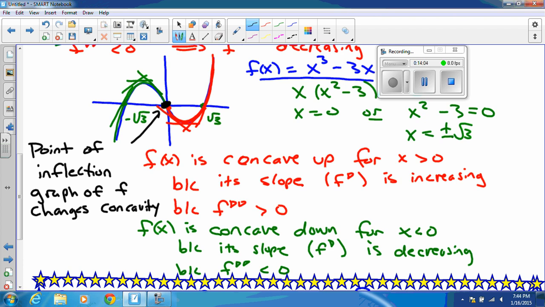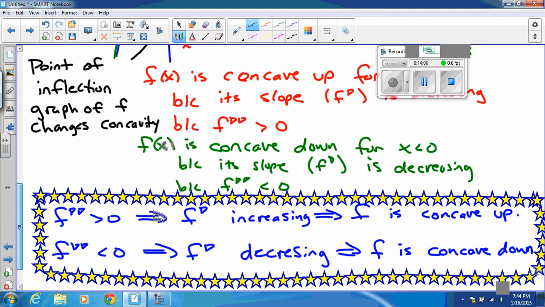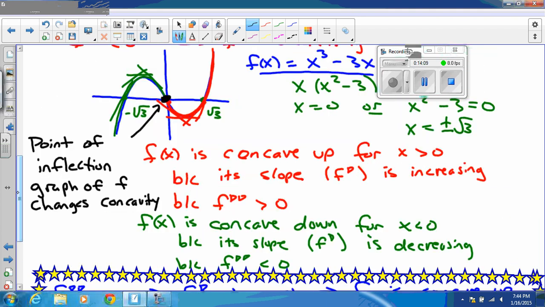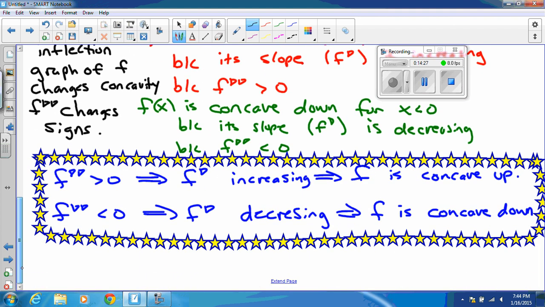A point of inflection is any point where the graph of f changes its concavity, from concave down to concave up, or vice versa, from concave up to concave down. If the graph of f is changing its concavity, and the concavity is controlled by the sign of f double prime, then this necessarily means that at this point, f double prime will change signs. So we're going to think of a point of inflection as a place where f double prime changes signs.